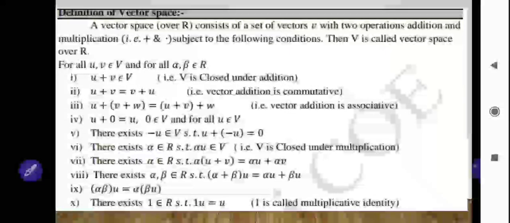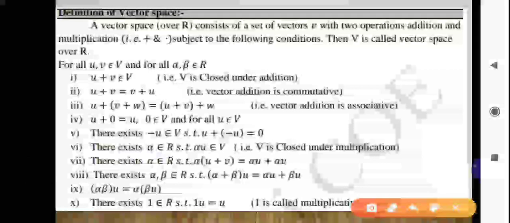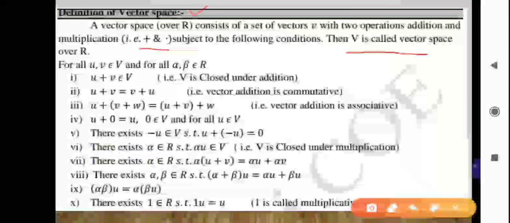Now let us start with the first point of our unit, that is vector spaces. First of all, the definition of vector space. What is the definition of vector space? A vector space over R, meaning over the real numbers, consists of a set of vectors V with two operations, addition and multiplication, that is plus and dot, subject to the following conditions. Then capital V is called a vector space over R.